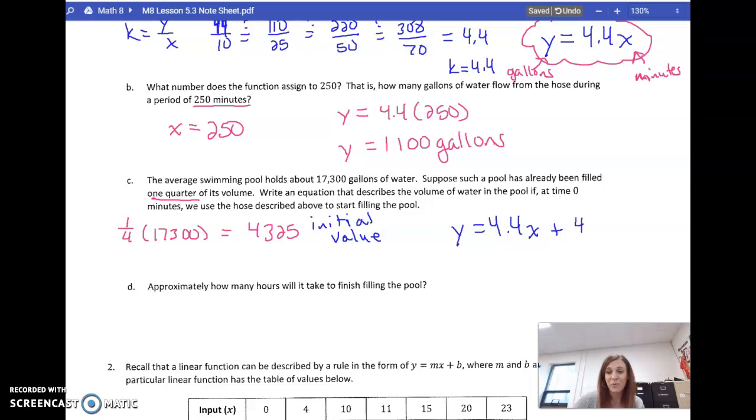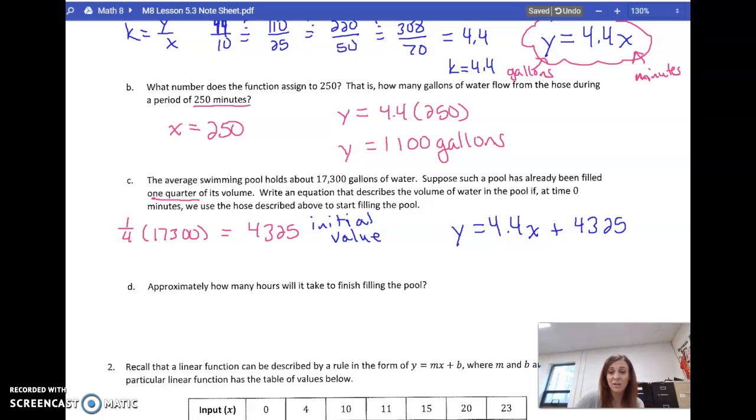I'm starting at 4,325. Okay, so we're just taking the equation to the next step. This is how many gallons we have. We go 4.4 times the number of minutes plus how many gallons are already in there, 4,325. So approximately how many hours will it take to finish filling the pool?